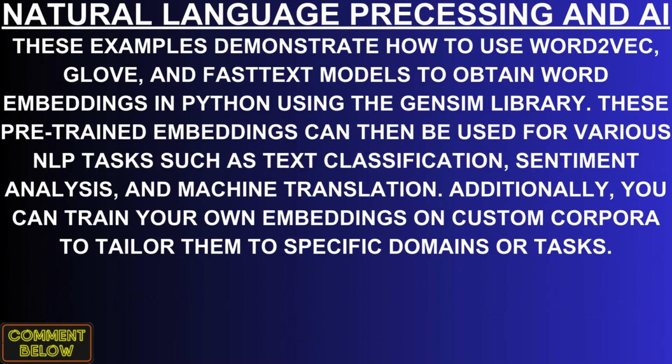These examples demonstrate how to use Word2Vec, GloVe, and FastText models to obtain word embeddings in Python using the Gensim library. These pre-trained embeddings can then be used for various NLP tasks such as text classification, sentiment analysis, and machine translation. Additionally, you can train your own embeddings on custom corpora to tailor them to specific domains or tasks.